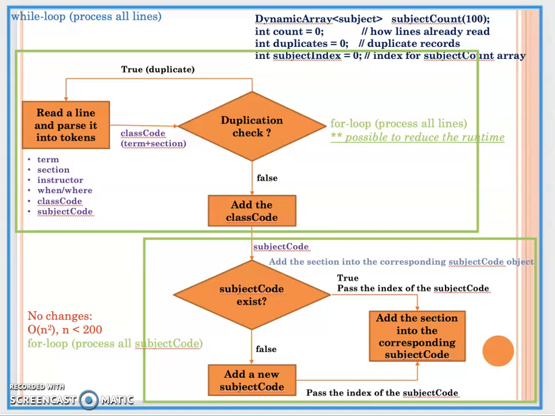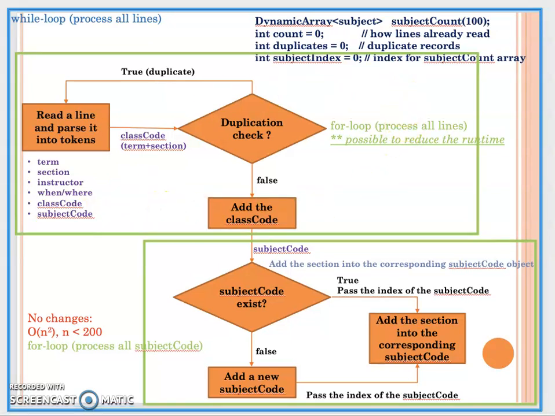Let's continue to talk about our approach for this week, how to reduce the runtime for DVC scheduling. The first thing, like I say, about the subject code part, we have no change because here we do the for loop, nested for loop sorting. Even though the runtime is n squared, the n is less than 200, so it's not a bottleneck for our runtime. So instead, I want to focus on the duplicate check.